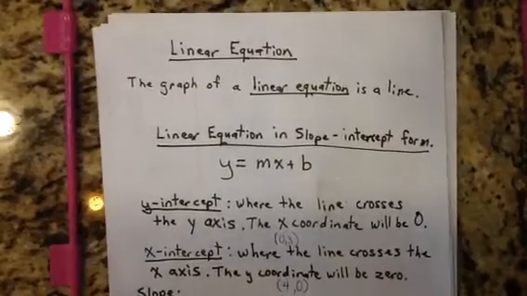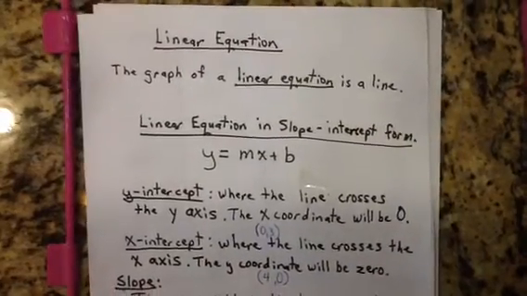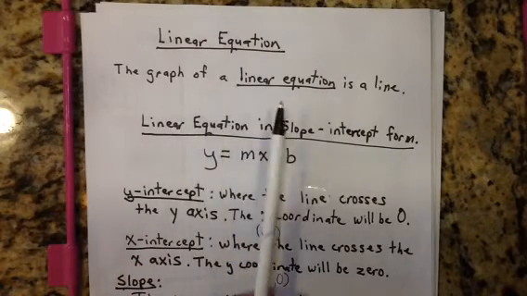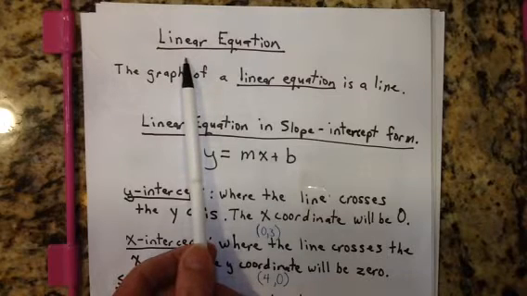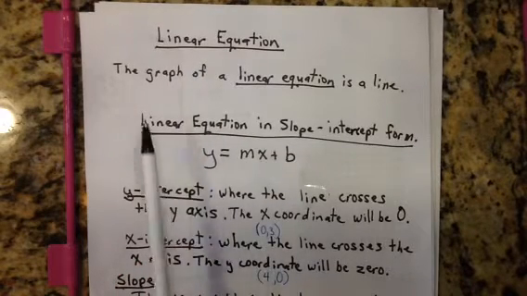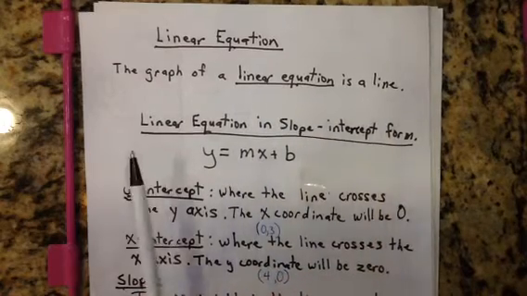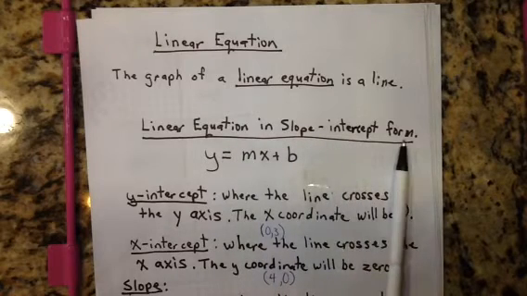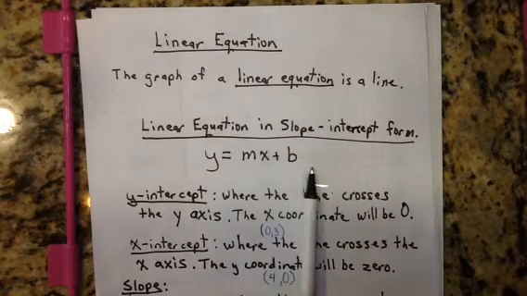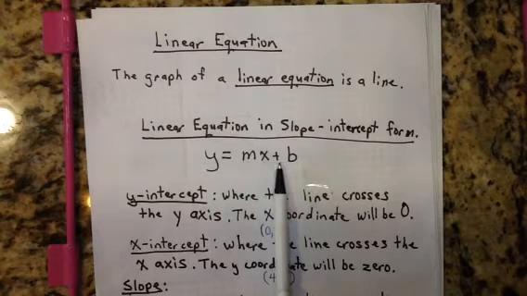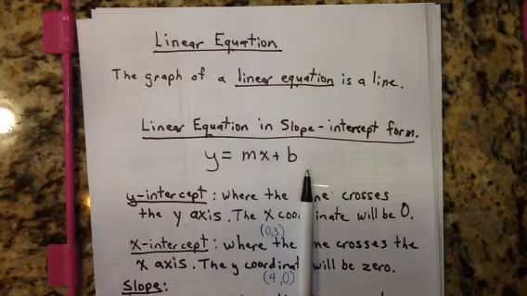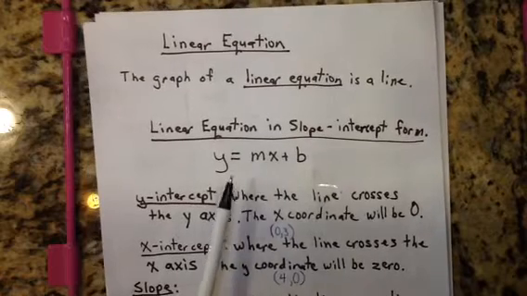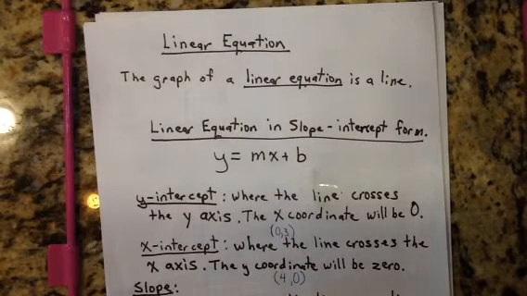Okay, now our next topic is a linear equation. And that word linear means that the equation, when you graph it, will form a line in the graph. So the graph of a linear equation is a line, and linear equations in slope-intercept form is this equation, y equals mx plus b. We call that slope-intercept form. And we actually have more than one equation style that we can write for a line. I'm going to show you another one in a few minutes.